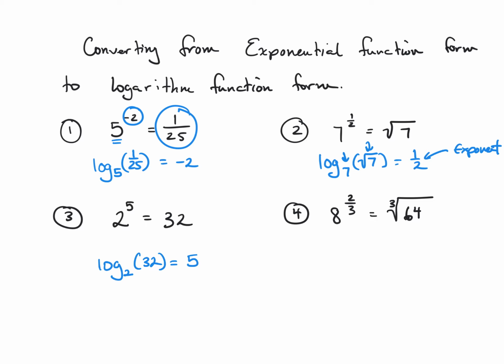So 8 to the 2/3 is the same thing as the cubic root of 64. So I'm going to write log base 8 of the cubic root of 64 is equal to the exponent of 2/3. And there you go. It's just written in a different form. The logarithm form is the function form. The exponential form is just the function form, but I'm talking about it as a function because I want you to remember exponential functions cannot have a base that's negative. That's why I'm just saying that for this video.